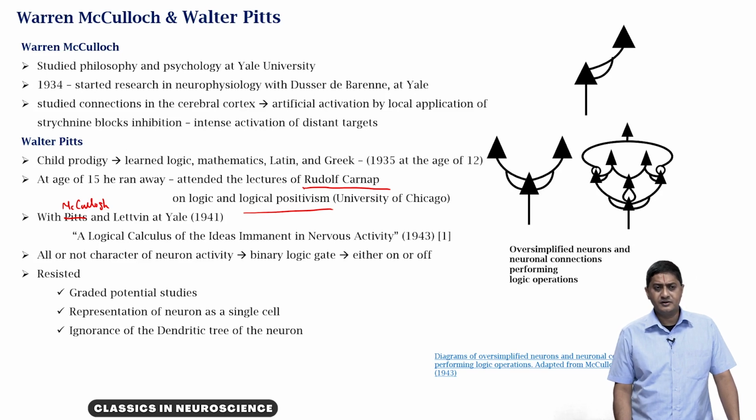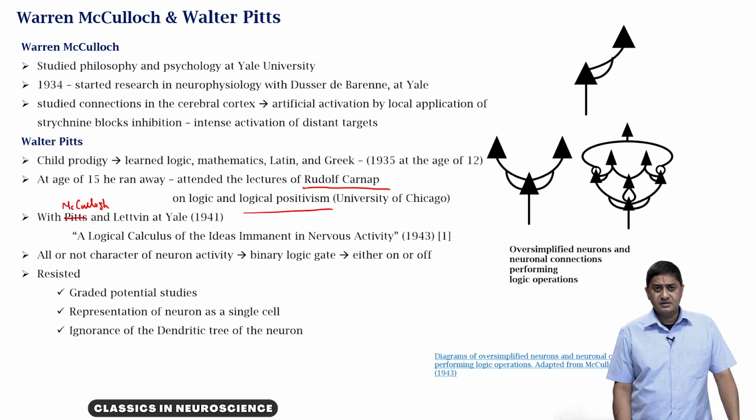McCulloch and Lettvin, there was this work that they came up with, which they called A Logical Calculus of the Ideas Immanent in Nervous Activity. And there they utilized the all-or-none characteristic of the action potential, or the neuronal activity. Essentially, this is a binary logic gate, either on or off.